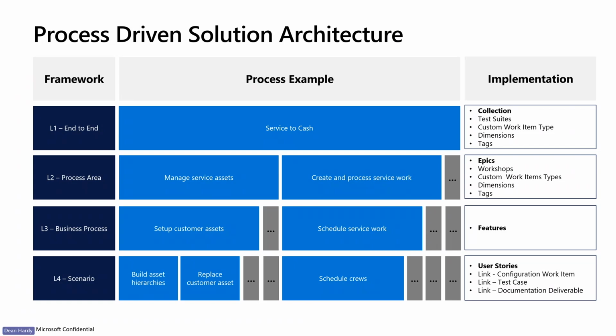Level 4 represents the scenarios or user stories. Example user stories from service to cash include build asset hierarchies, replace customer asset, and schedule crews. The ADO process catalog for level 4 will include links to configuration work items, test cases, and documentation deliverables.